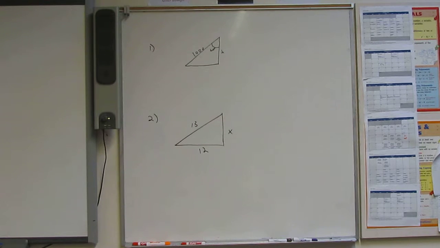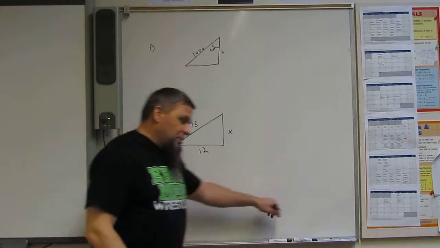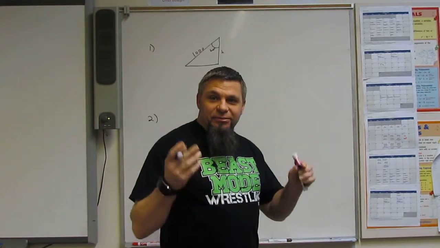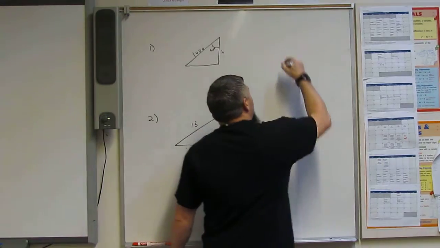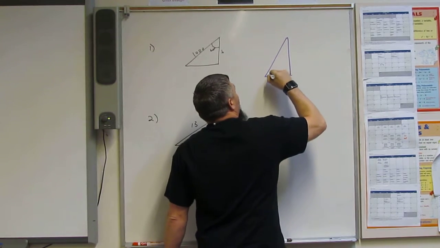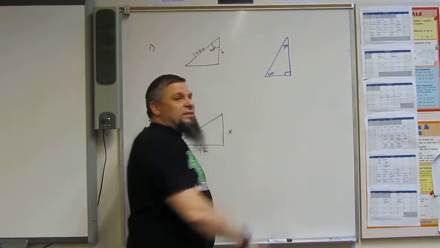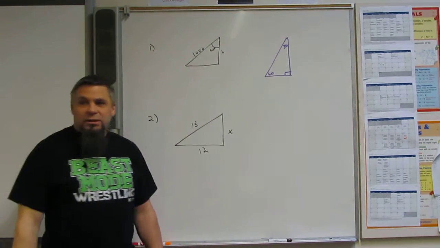Alright, practice test, geometry, chapter 5. The first one is extremely important to have your 30, 60, 90 triangle. You need this 30, 60, 90 triangle.